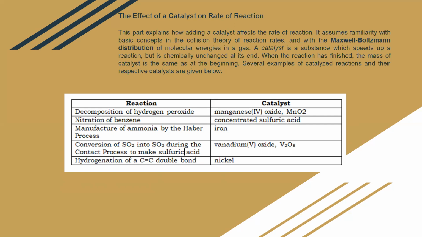Several examples of catalyzed reactions and their respective catalysts are given below. We have reaction and catalyst. So, for example, the decomposition of hydrogen peroxide: the catalyst is manganese oxide. Nitration of benzene: the catalyst is concentrated sulfuric acid. Manufacture of ammonia by the Haber process: the catalyst is iron. Conversion of sulfur dioxide into sulfur trioxide during the contact process to make sulfuric acid: the catalyst is vanadium oxide. Hydrogenation of a carbon-carbon double bond: the catalyst is nickel.